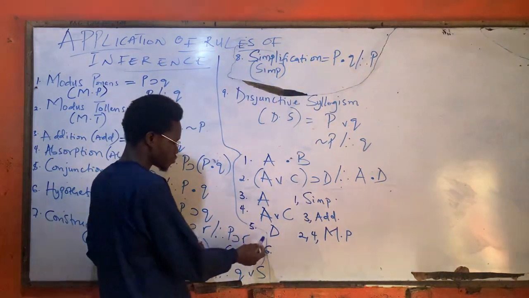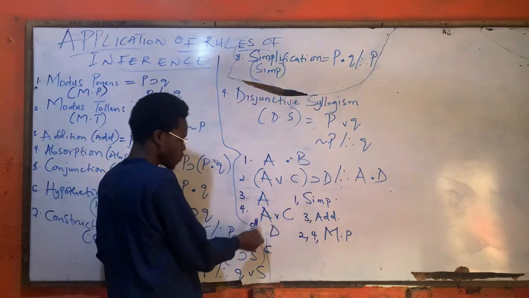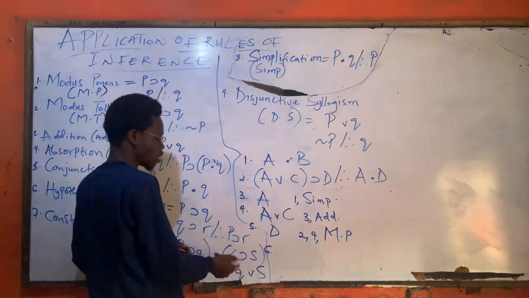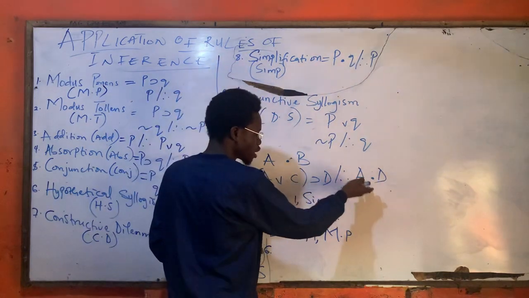So we have my line 3 A, my line 4 A or C, my line 5 D, right? Now we are going to line 6. Lines, and our conclusion says that was A and D.